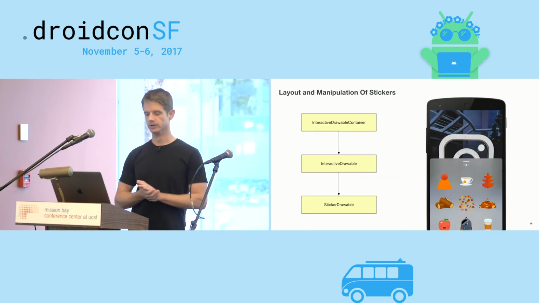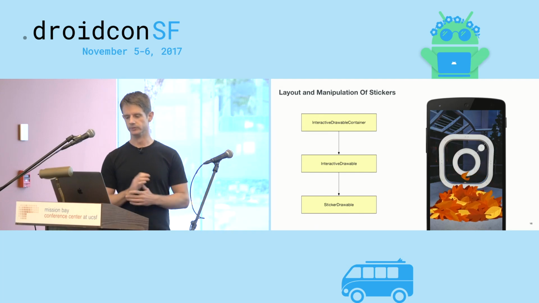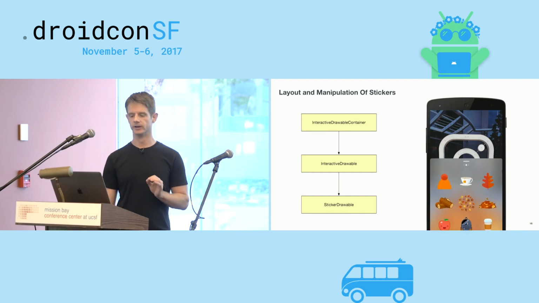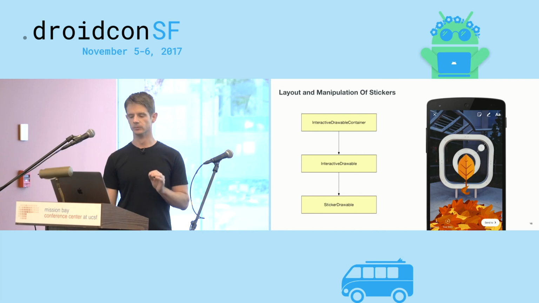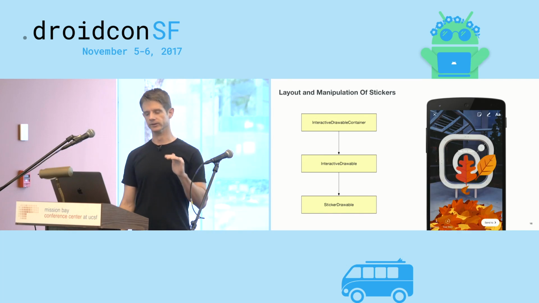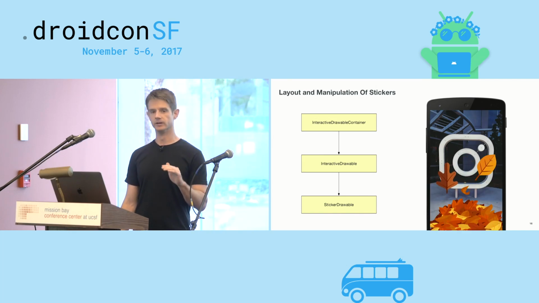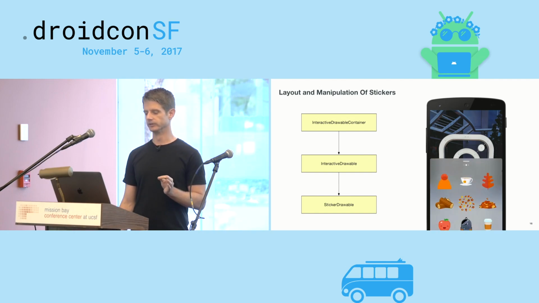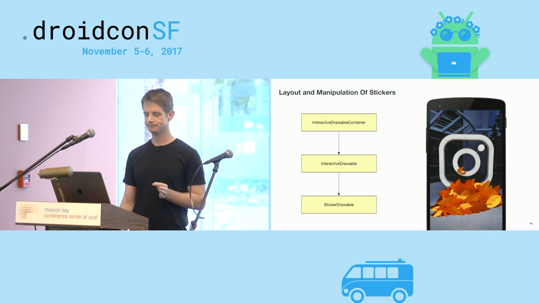For laying out and manipulating stickers, we use a special view called the interactive drawable container. This view provides touch handling to perform pan, rotate, and scale gestures on any number of interactive drawables. Interactive drawable is a thin wrapper around a standard Android drawable that keeps track of its transform state. This allows us to use any drawable as a sticker wrapped in interactive drawables.